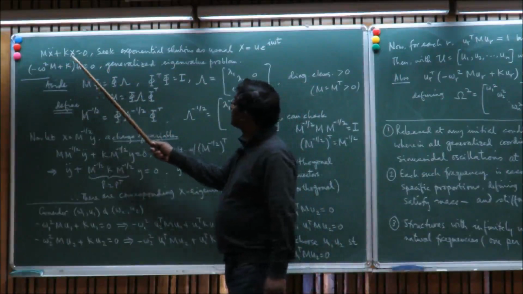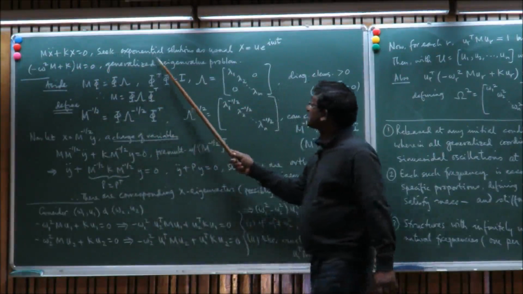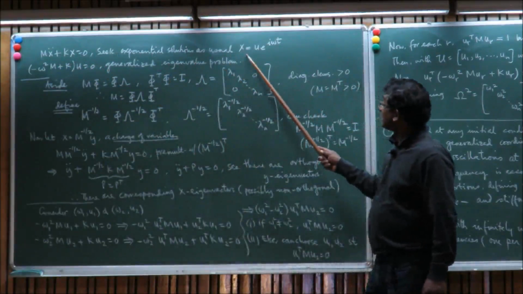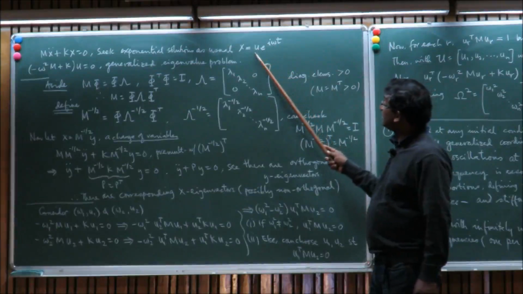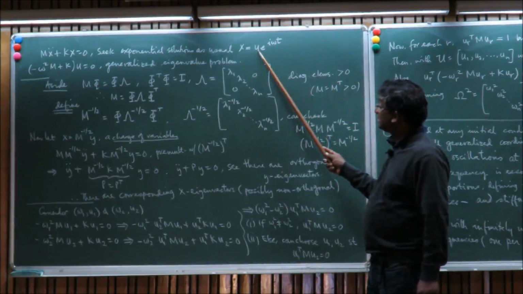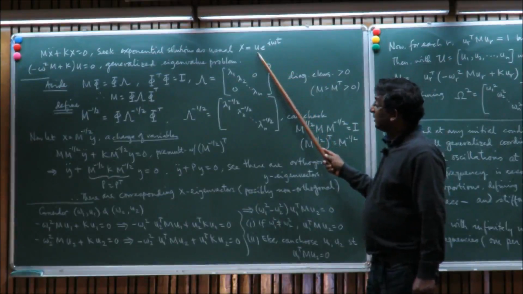Let's look at the unforced and undamped system and seek exponential solutions as usual. That is, x is u e to the i omega t. This omega is to be found, and this u is a column matrix, that is a constant. It is not varying with time.